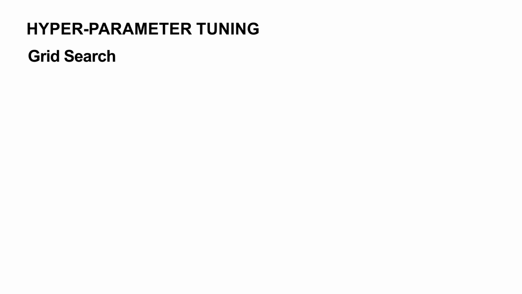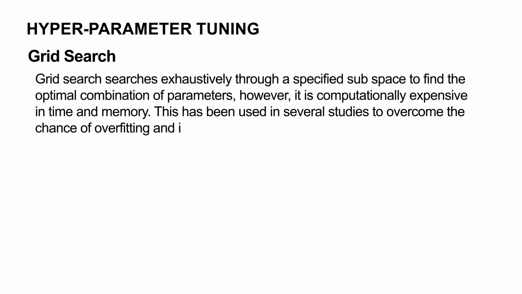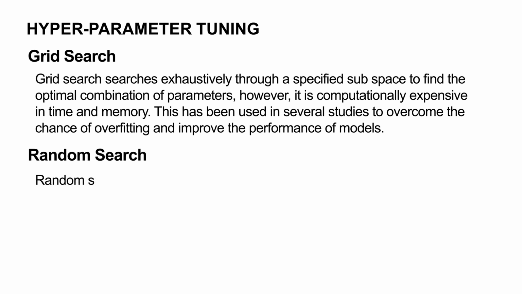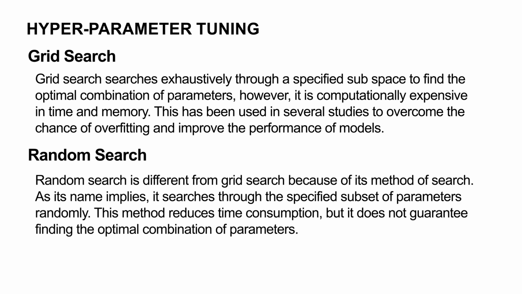Grid search. Grid search searches exhaustively through a specified subspace to find the optimal combination of parameters. However, it is computationally expensive in time and memory. This has been used in several studies to overcome the chance of overfitting and improve the performance of models. Random search. Random search is different from grid search because of its method of search. As its name implies, it searches through the specified subset of parameters randomly. This method reduces time consumption, but it does not guarantee finding the optimal combination of parameters.